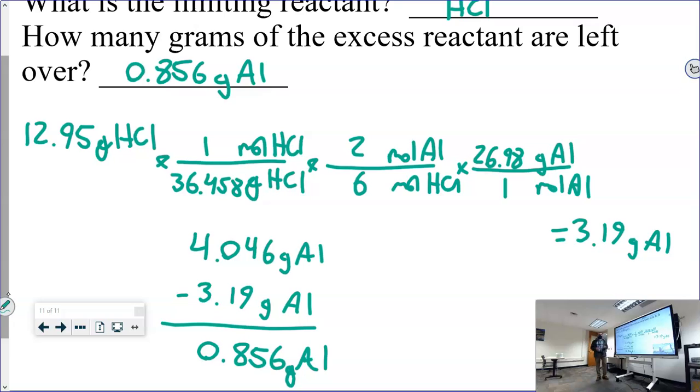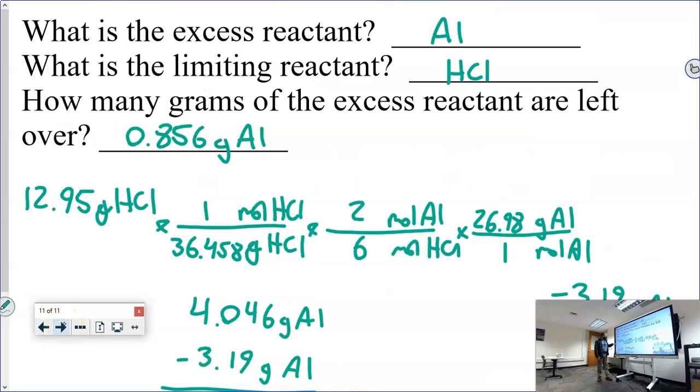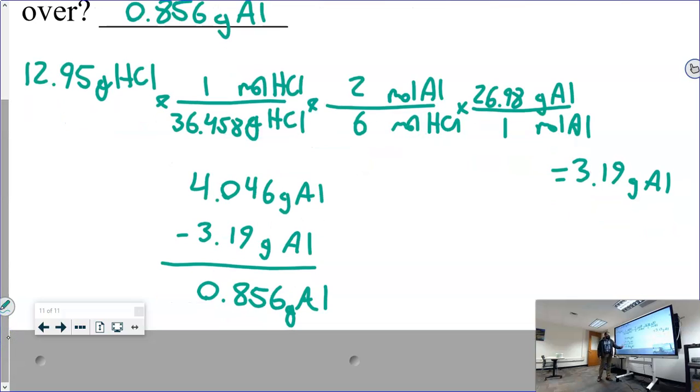But anyway, I take my limiting reactant, I solve for my excess reactant, and this is how much of the excess I actually needed or used. I needed 3.19 grams of that stuff. I had 4.046 grams of that stuff from the previous chunk, right? There it is. So I had 4.046. I used 3.19. How much left over? 0.856.